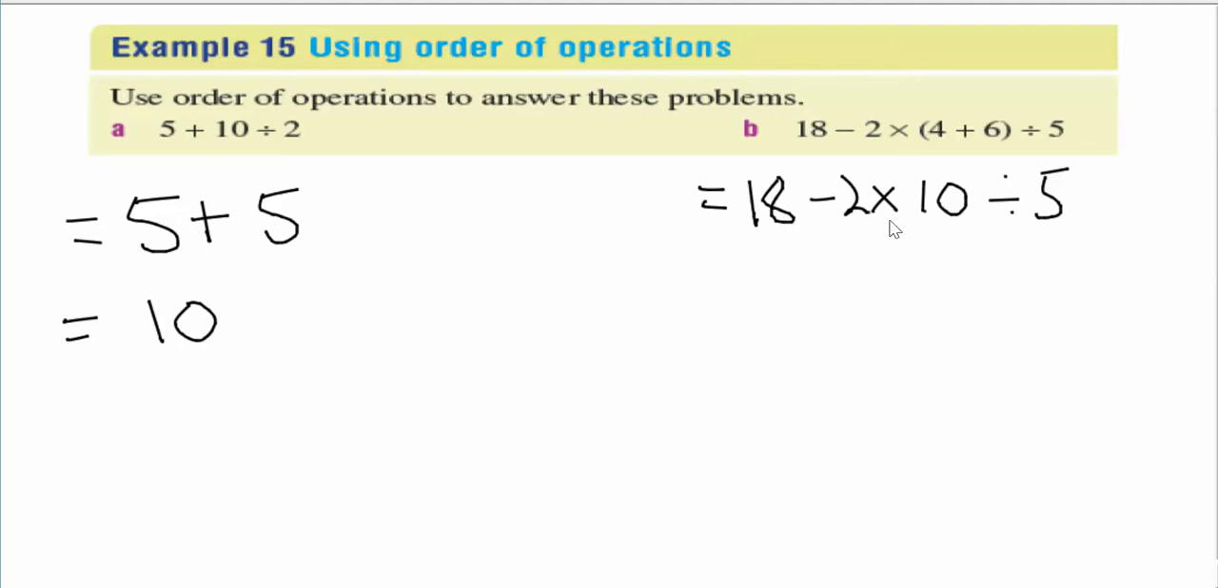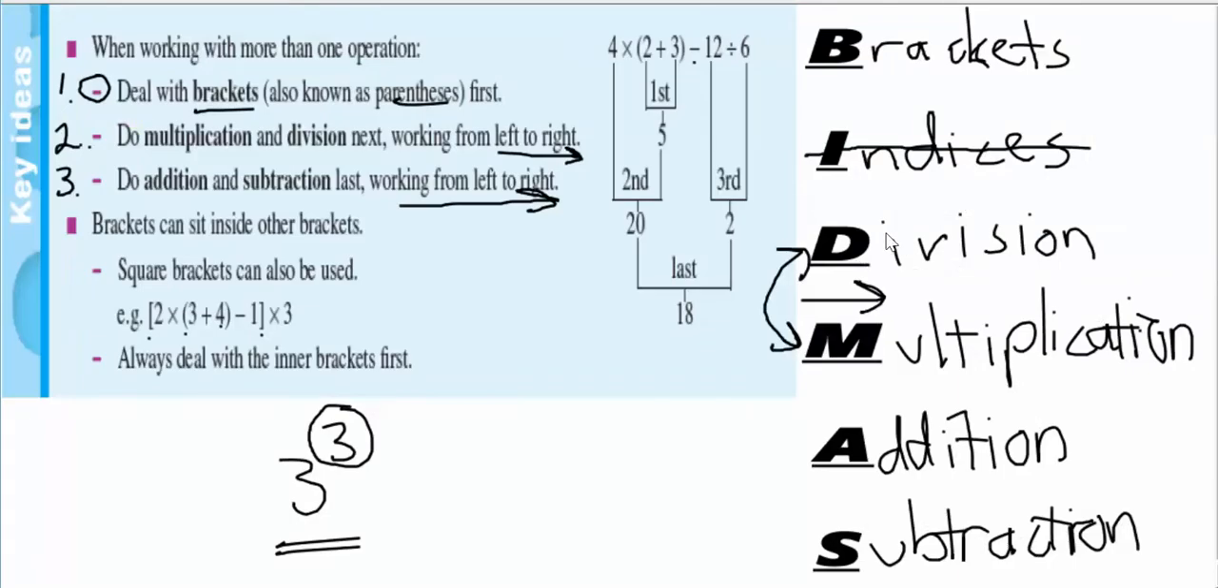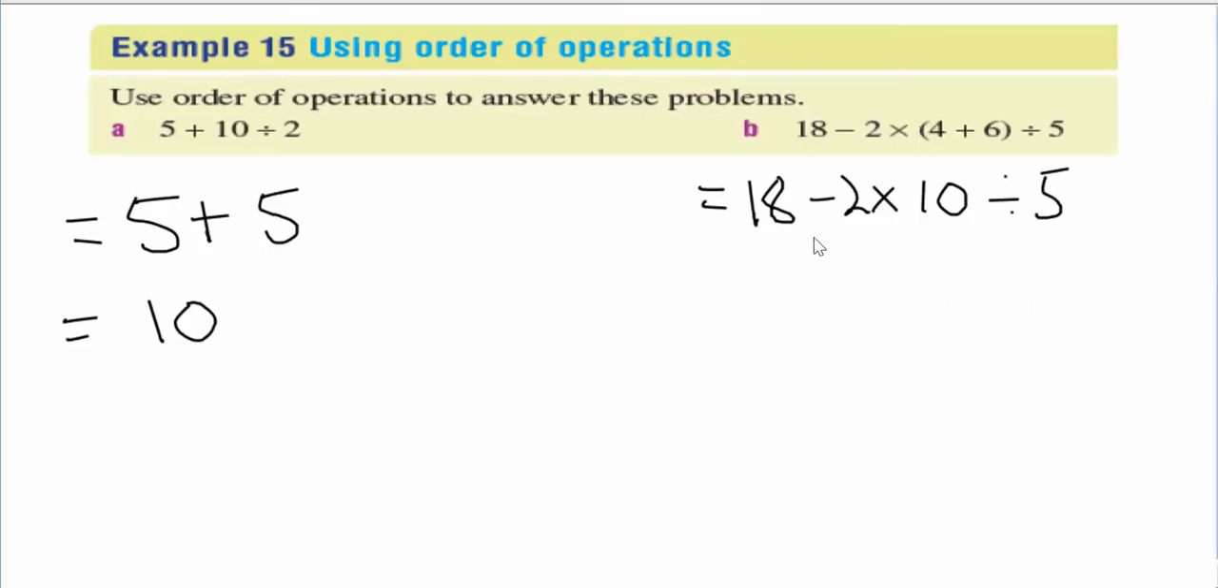Okay, now I've got rid of the brackets, I've got my division and multiplication. Doesn't matter which order, work left to right. So I've got 18, take 2, so I'm not dealing with that, the minus part here. So the 18 and the minus can stay there. I've got 2 times 10 first, and then divided by 5 second. So I work left to right. So 2 times 10 is 20, and the divide part stays.